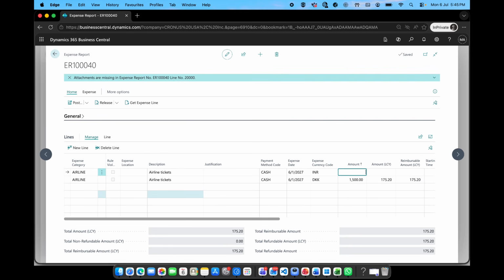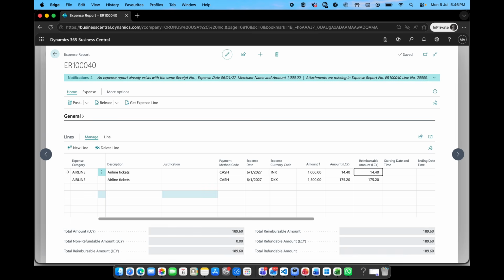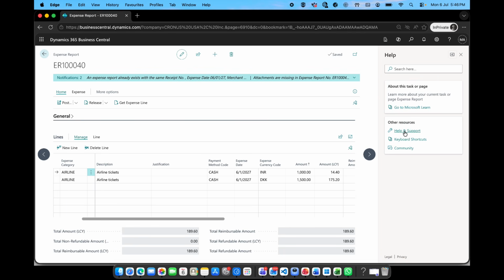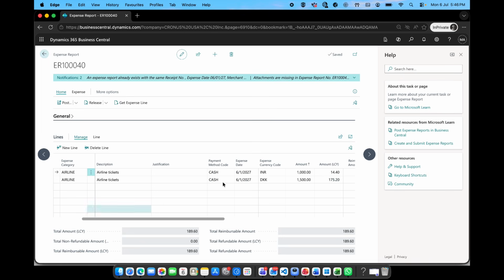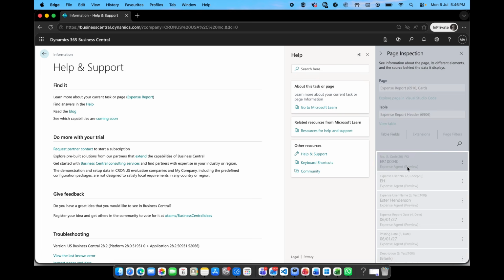Okay, and this INR was like, I don't know, 1,000. Yeah, airplane tickets are not 1,000 INR in India. But yeah, let's see what happened here. Okay, so I have two lines. My company's LCY is US dollars. So if I go to home, help and support, and then inspect pages and data, let's see what happens here.